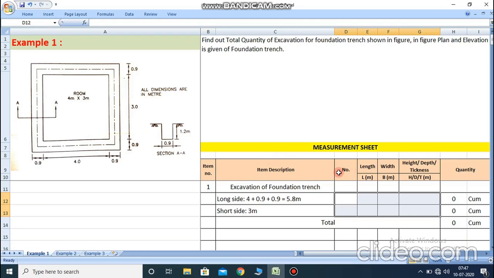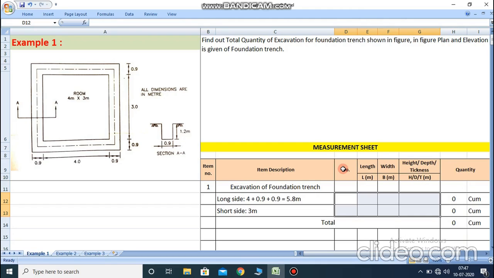The third one is the number. What is the number? If any single item is repeated, we write it as a number. Like if a 10 meter length wall is repeated, so this 10 meter wall is repeated 2 times, we write here the number as 2.